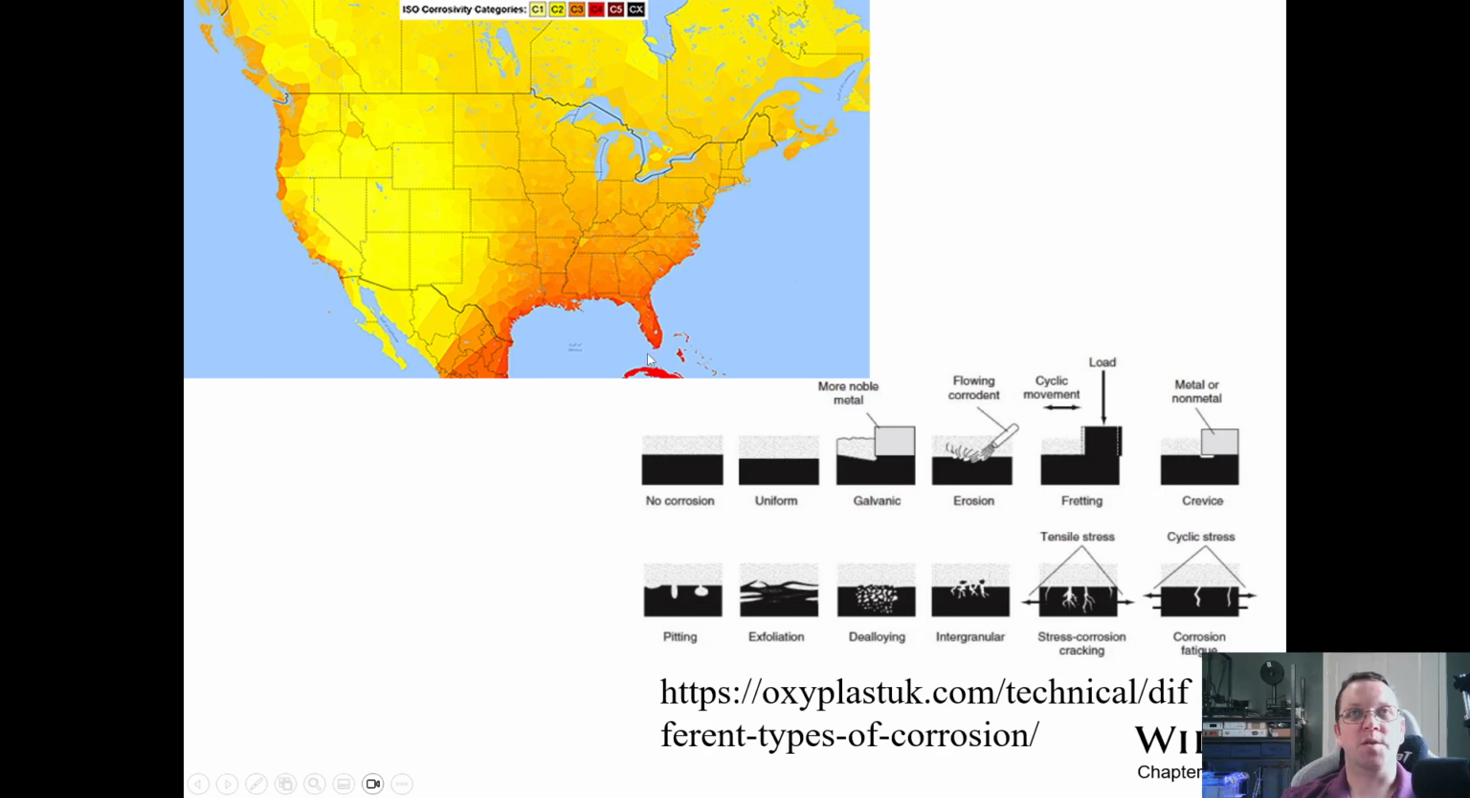You might pay attention to, you might see surfaces on parts of doors that have just eroded away and there's nothing left. This is kind of a side view of some of the different types of corrosion. So if you have a more noble metal, you can have galvanic corrosion where it eats away at the base. Flowing corrodent is very common. So just simple erosions mechanically impacting and then stripping away atoms by atom over the course of time. Fretting can happen where you have cyclic movement of materials and you have some kind of a load.